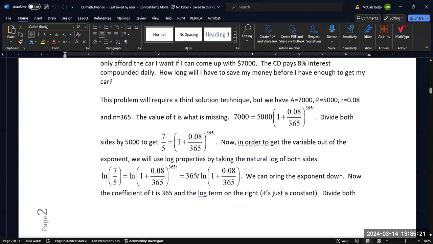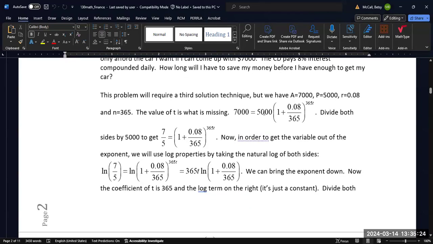We start by dividing both sides by the 5,000. That gets us this expression. Now, in order to get to the exponent, because it's not a constant, we can't use the roots. Instead, we're going to use logs. So here we're going to take the natural log of both sides of our expression. That's going to allow us to use this property of logs where we can bring the exponent outside the log and multiply out front.